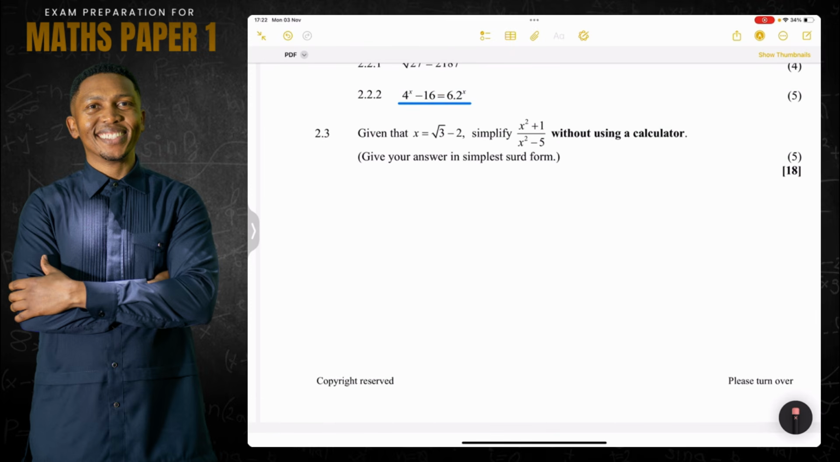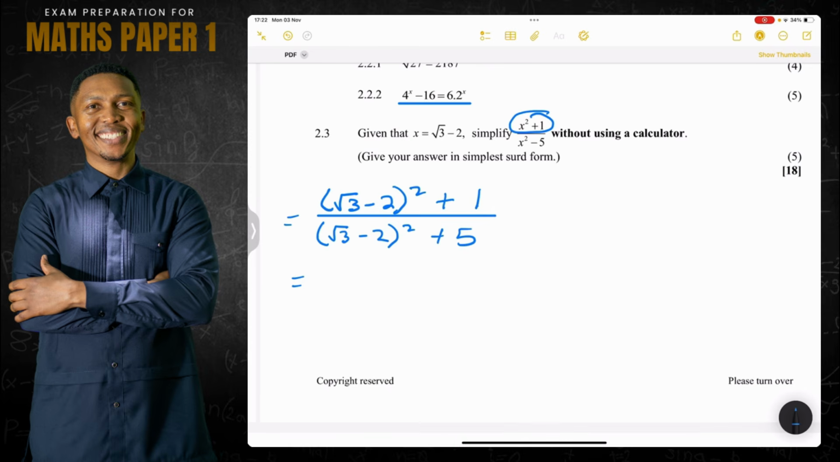They say to us, given, right, that x is equal to root of 3 minus 2. Simplify without using a calculator, right? The expression x squared plus 1 divided by x squared plus 5. Okay, so what is x? X is square root of 3 minus 2 all squared plus 1, okay, divided by same expression, root 3 minus 2 all squared plus 5.